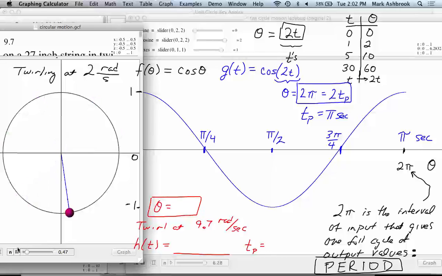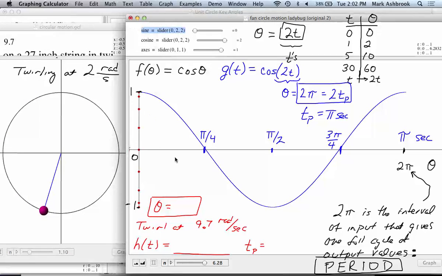Okay, so that we don't get dizzy or hypnotized. How would you define theta in terms of t? Tim, did you get that? So if it's going 9.7 radians every 1 second, how many radians does it go in t seconds? That's what we're asking. Right. So in 2 seconds, it's going to go twice 9.7. In 10 seconds, it's going to go 10 times 9.7, because every second it's going 9.7 radians.